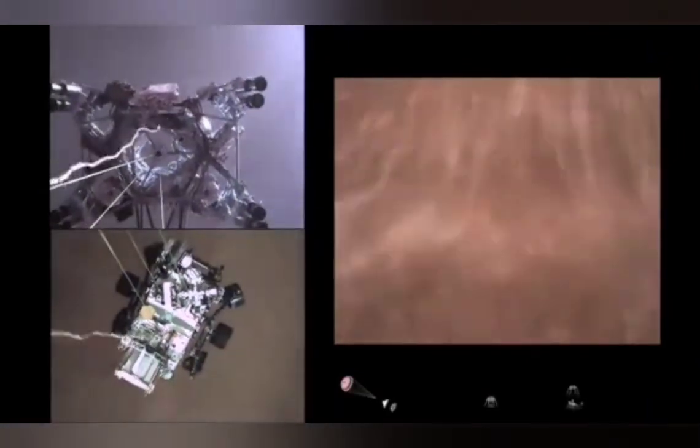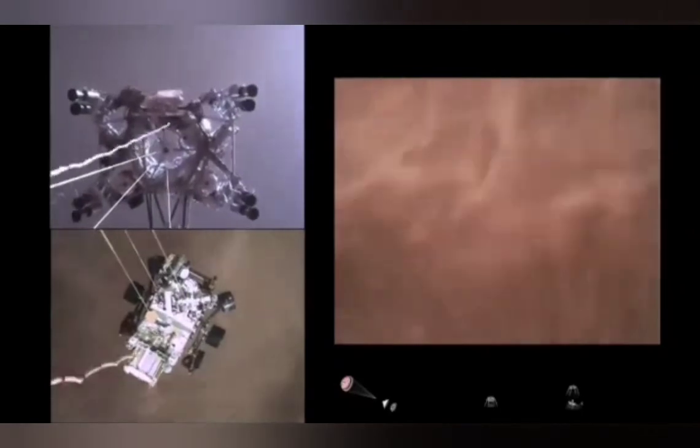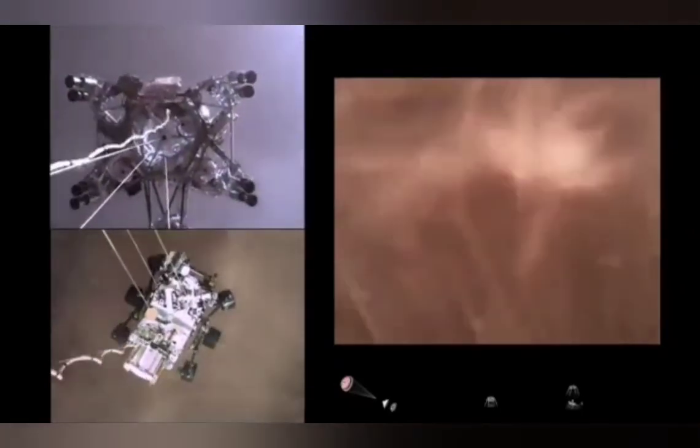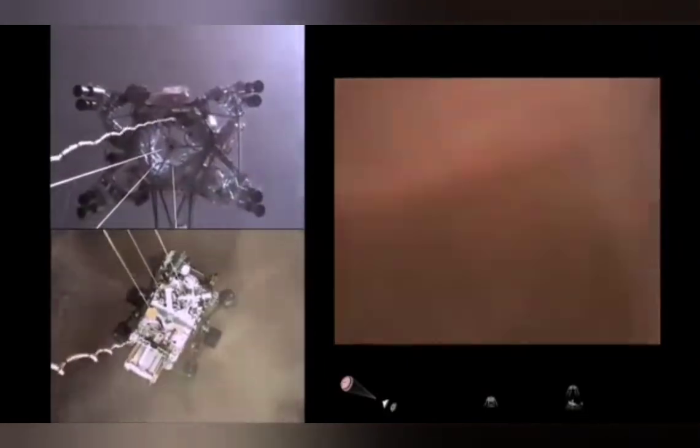Sky crane maneuver has started, about 20 meters off the surface. Getting signals from MRO. Tango Delta. Touchdown confirmed. Perseverance safely on the surface of Mars, ready to begin seeking the signs of past life.